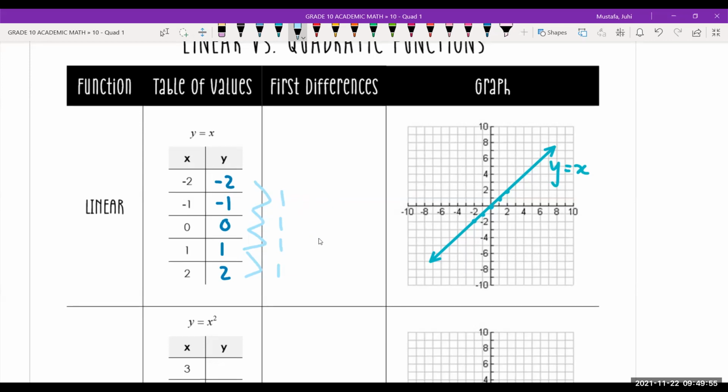And you're going to notice that in a linear function, all of our first differences will always be the same. So whenever we have a linear table of values, you're always going up by a consistent amount. It's always going to be going up by ones or twos or fours or tens or hundreds, but the numbers will be very consistent.